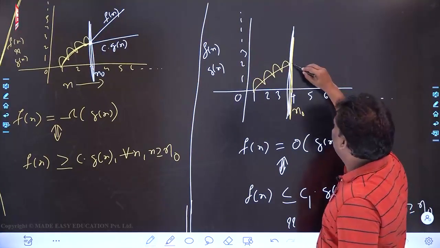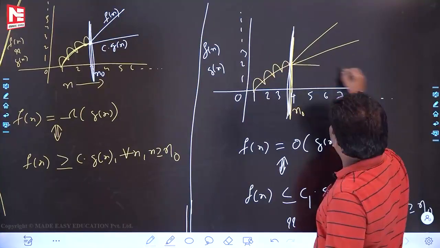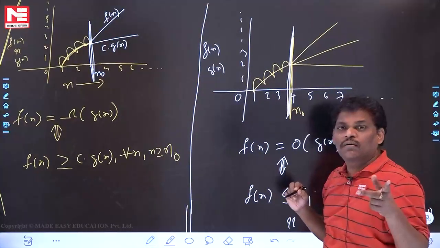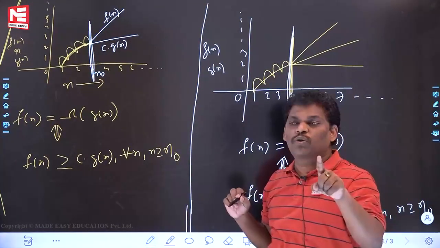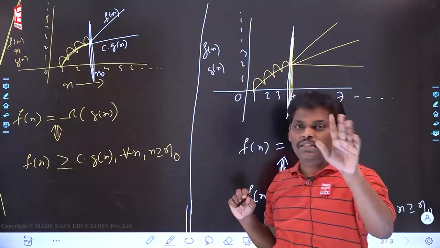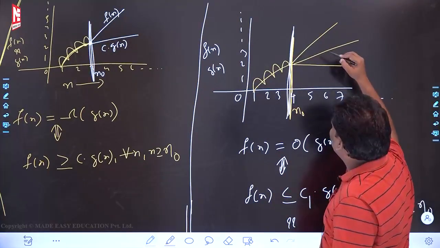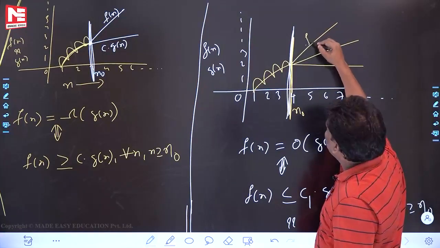See this one. Between f and g, to whom do you have to keep c? For the g only. For the g only, you have to keep the right c. Let me check this one. What is the big O? See the big O now. This is the f of n.